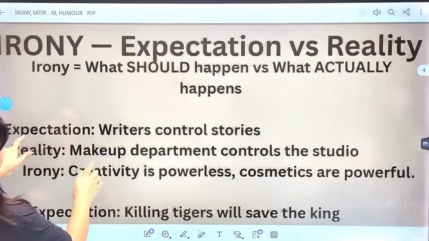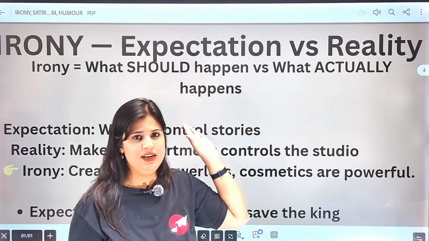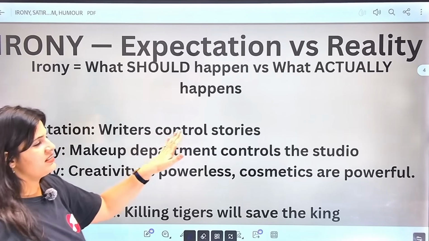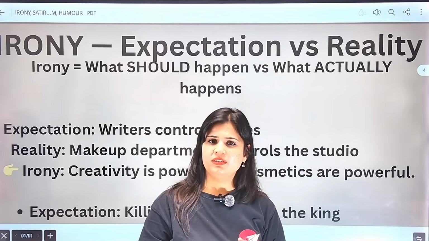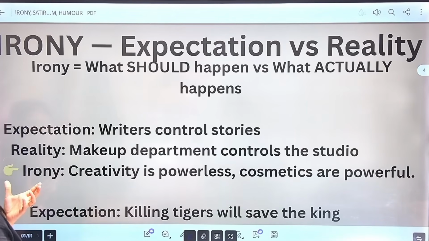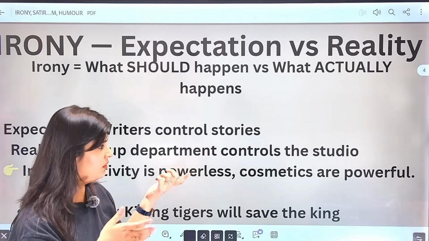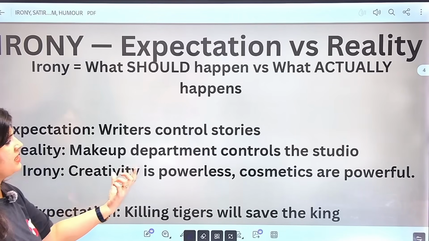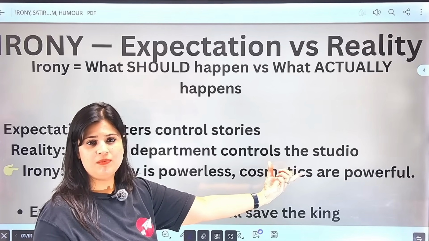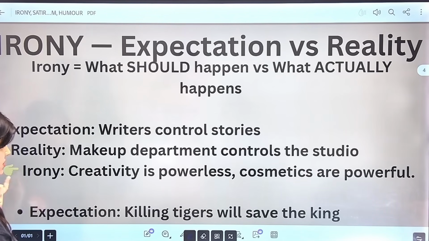Now, irony is just like saying ki what should happen versus what actually happens, right? Expectation is that writers control the stories, but we know the makeup artists were controlling the stories, or the other people who were given privilege were controlling the stories. Creativity is powerless, whereas cosmetics has become powerful. So this again is an ironical situation.